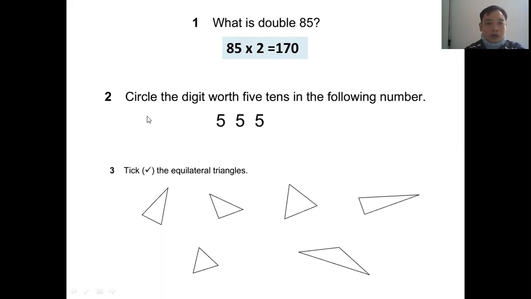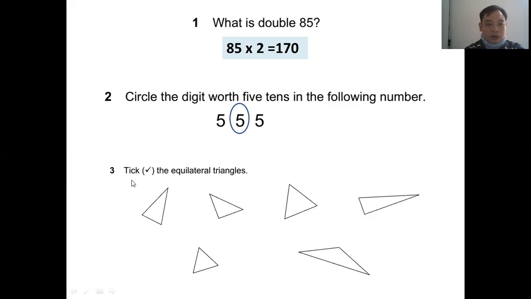Question 2. Circle the digit worth 5 tenths in the following number. 5 tenths. So here is units, here is tenths. So the number is in the middle.